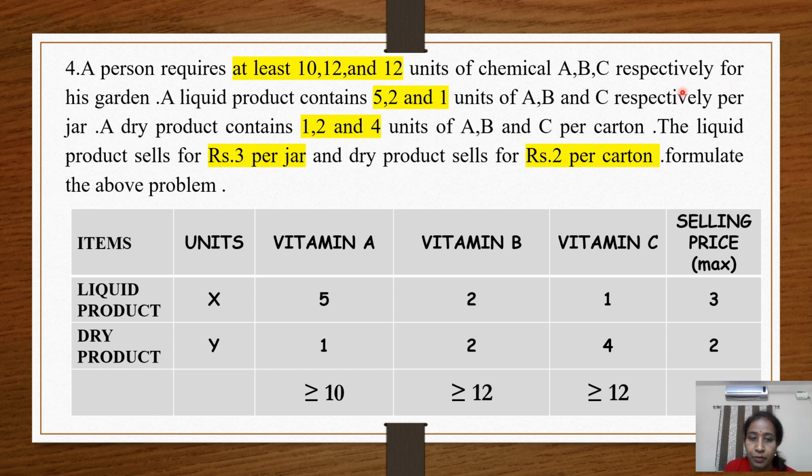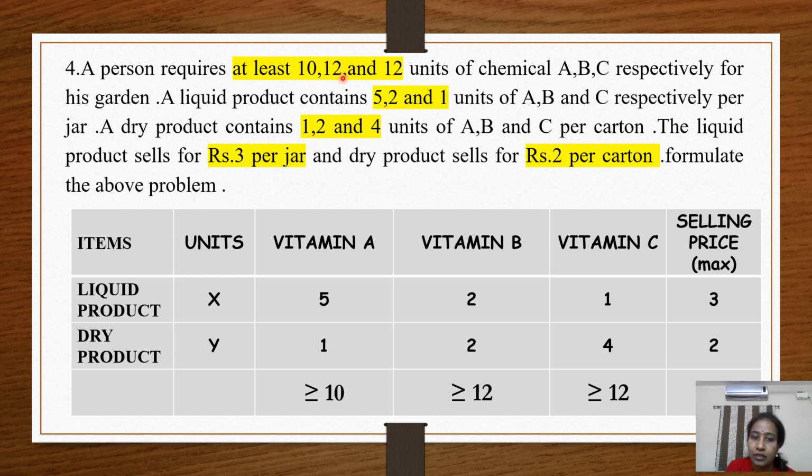Then the vitamin A, so come to the second line, a liquid product contains 5, 2 and 1 units of ABC. So I put it in the right place here, liquid product 5, 2, 1 in the tabular column. The dry product contains 1, 2, 4 units of ABC per carton. So I write it here 1, 2 and 4 units in the right places. Okay, and then a person requires at least 10 units of A. So under this A, I put greater than or equal to 10, at least 10, which means 10, 11, 12, more than that, more than 10. So I am putting greater than or equal to 10.